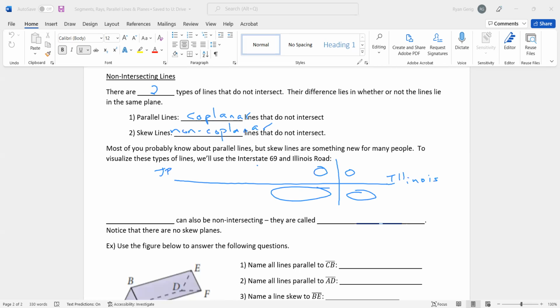But right here is I-69, right? And I-69 goes right underneath Illinois Road. They don't intersect. If they intersected there, you would have a lot of collisions. It would not be a good thing. They don't intersect, but they're also not parallel, because if they were parallel, I-69 would have to be going east and west, just like Illinois Road. That would make them parallel. But I-69 at that point is going north and south. So if they were on the same plane, they would intersect, but they're not on the same plane. Therefore, they don't intersect. Therefore, they're skew.